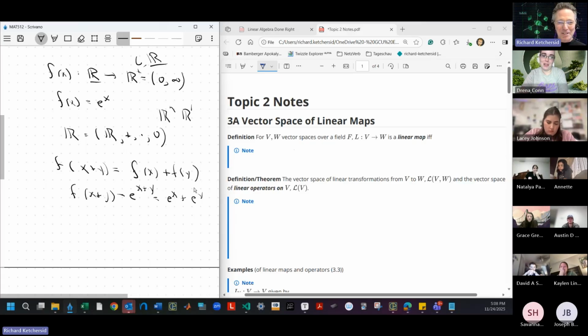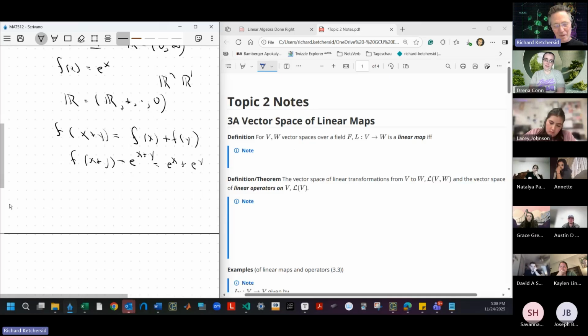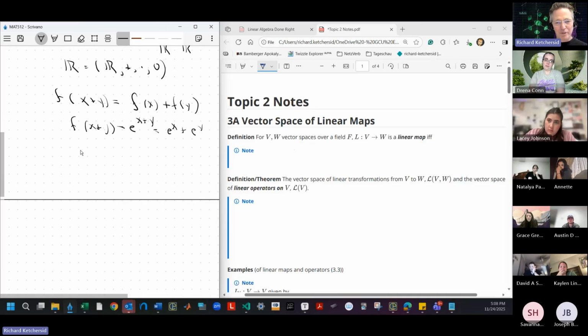Better. Exponentiation is definitely not linear in this sense. This is a very non-linear function. I guess a more common one for kids to mess up is squaring, if f of x was x squared, or square roots, things like that.